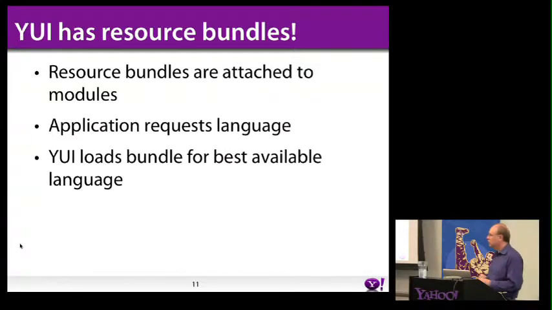The way it works in YUI is basically that the resource bundles are attached to modules. So you don't have separate names for the resource bundles. They're just a hidden part of a module. The module specifies which languages it supports. And then an application can just request a language or give a priority list of languages that it wants to see. And then YUI can compare which languages a module supports against the requested languages from the application, pick the best one, and then load the resource bundle for that language.